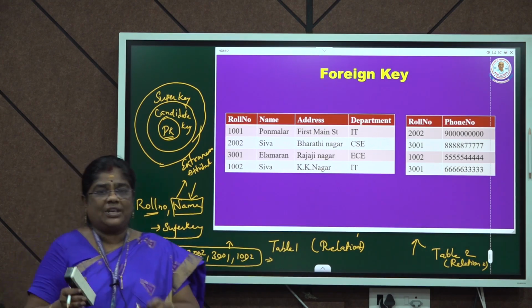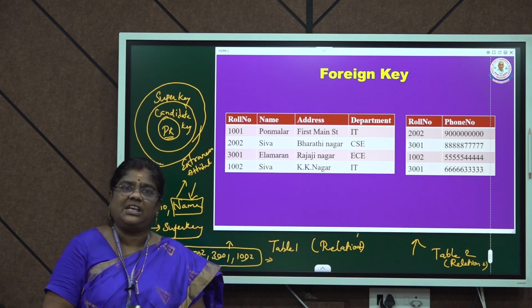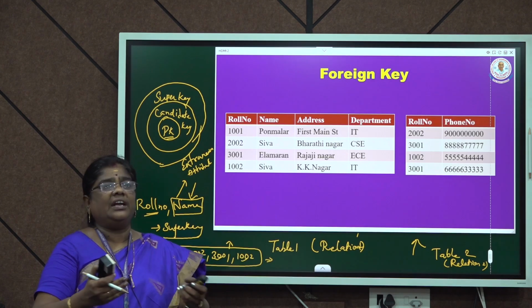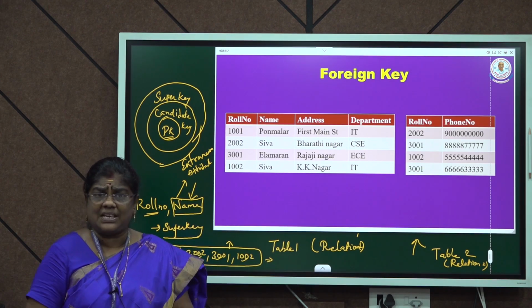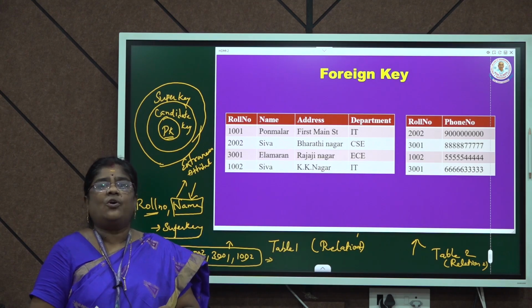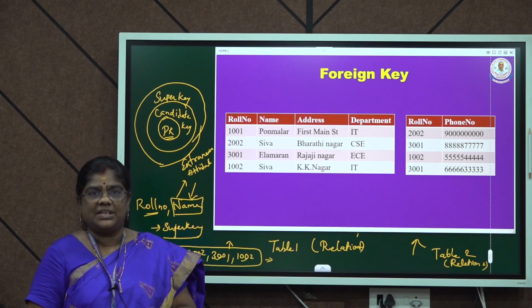In today's presentation, we started with the definition of keys and then the types of keys, and I have given some real time examples, simple examples. Hope you all have understood the concept.